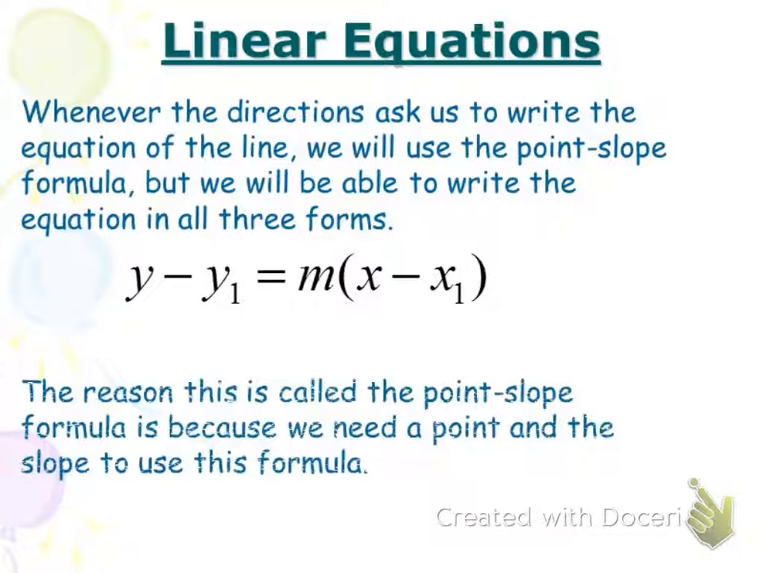y minus y1 equals m times x minus x1. It's the point slope formula because it uses a point and it uses a slope. There's our point and there's the slope. So that's always the two pieces of information we need to write the equation of a line. Repeat this or tell me the answer: what are the two pieces of information we need to write the equation of a line? A point and a slope. And we're going to use the point slope formula. We've got to be able to pull the point out of the problem and the slope out of the problem.